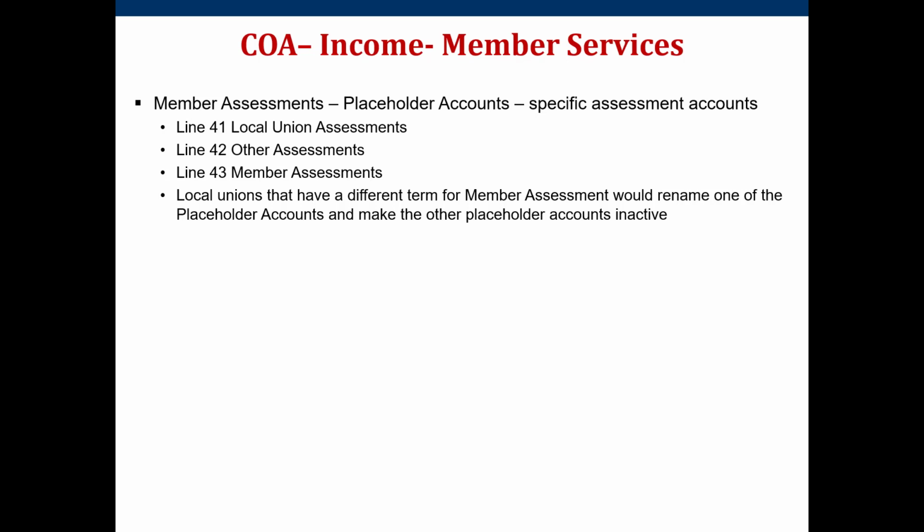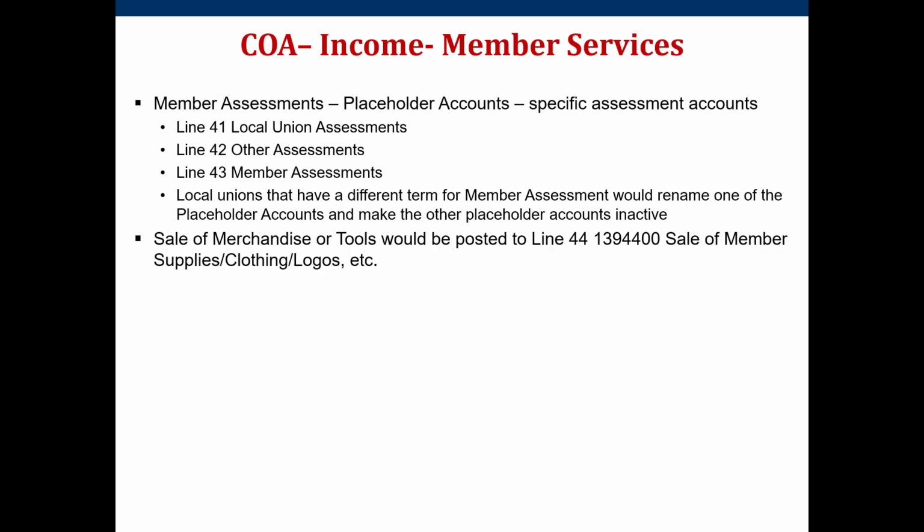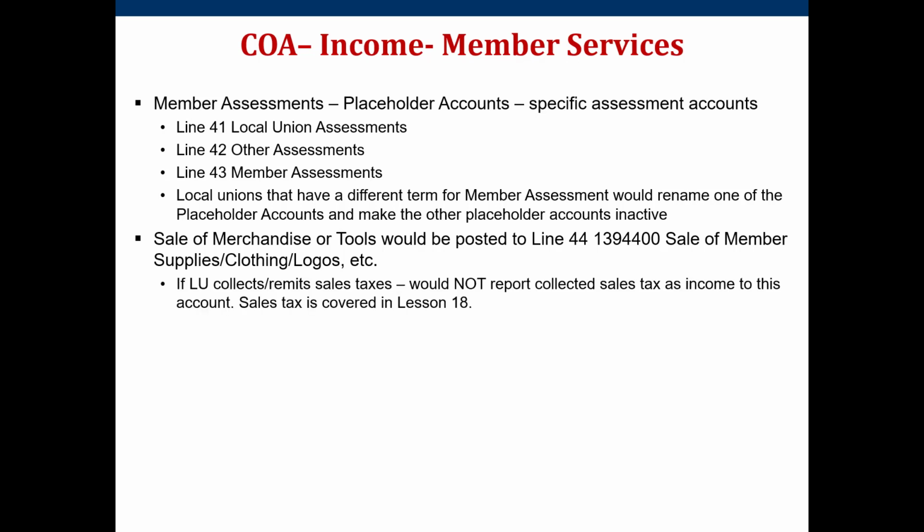If your local union sells t-shirts, hats, tools, or similar merchandise to your members, you would post receipts for these items to account 1394400, sale of member supplies, clothing, logos, etc. on line 44. If the local union collects sales tax for the sale of these items, you would not report sales tax in this category. Lesson 18 will discuss procedures for reporting sales tax.